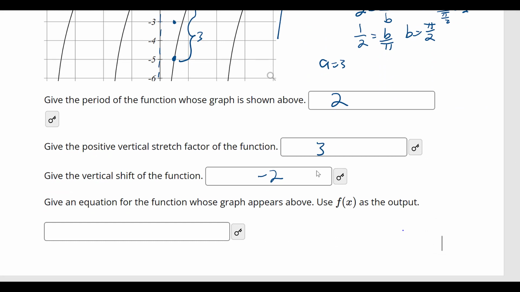And our overall function is f of x is equal to -3 cotangent of pi over 2 times x. I have that in parentheses. You can either say plus -2 or -2. And that's how you do those problems. So I know this took a little bit longer. Trying to decipher what's in these graphs is a little bit of a challenge. So I hope that helps.